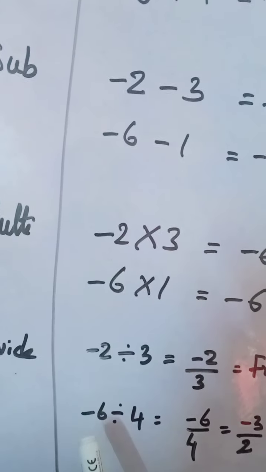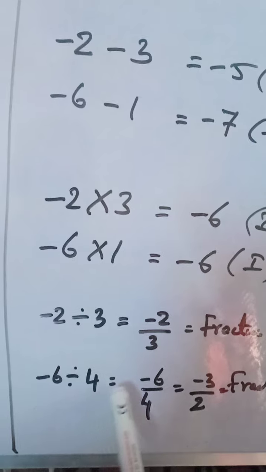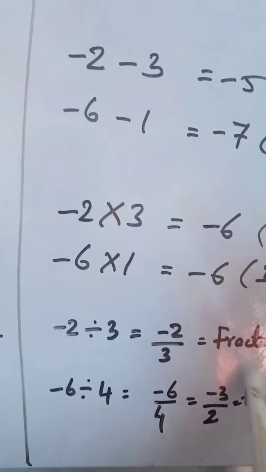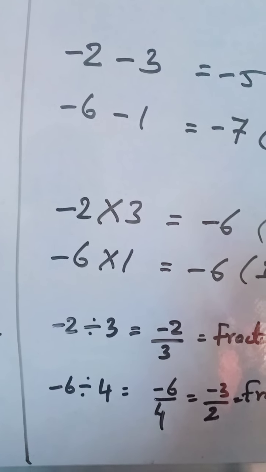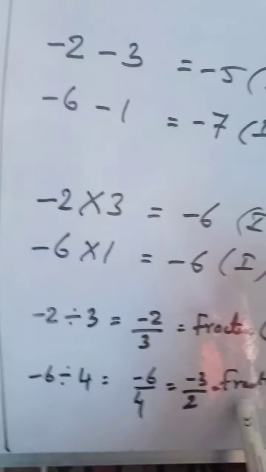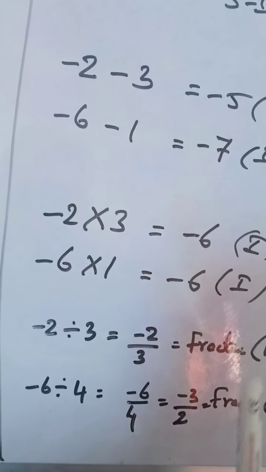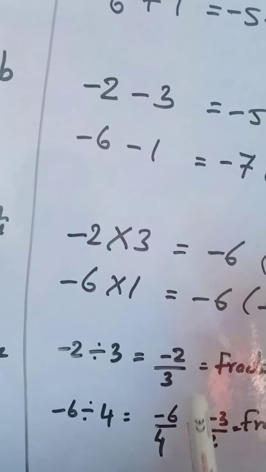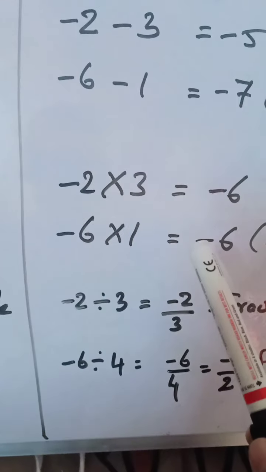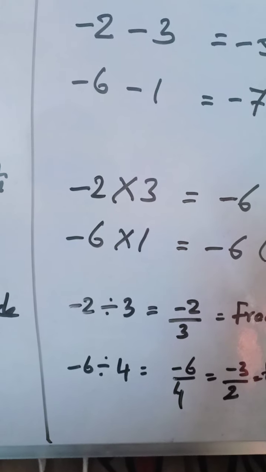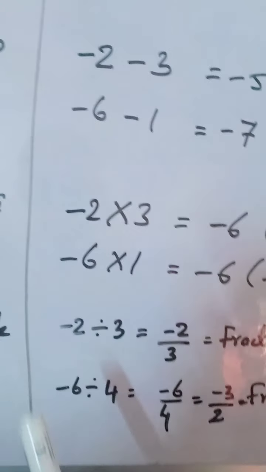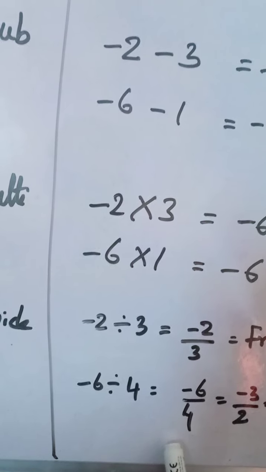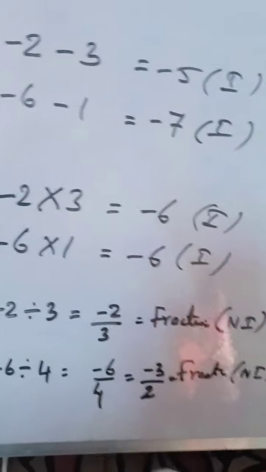Clear, children? And coming to the next number, minus 6 divided by 4. This can be written as minus 6 by 4, which is equal to minus 3 by 2. After this you can't divide. If you divide, you'll be getting a fraction. So this is not an integer. So integers are not closed under division. So in the closure property, integers are closed under addition, subtraction and multiplication. But in the case of division, integers are not closed. Clear, children?